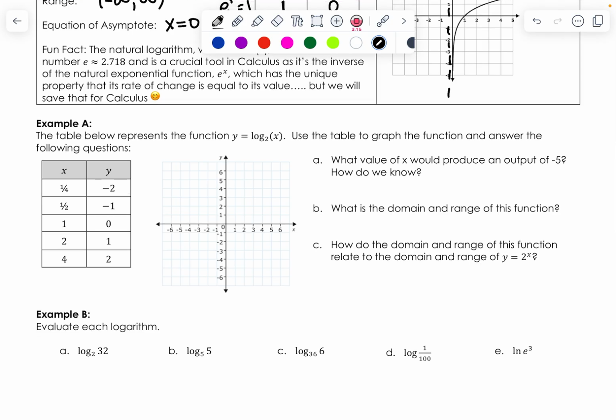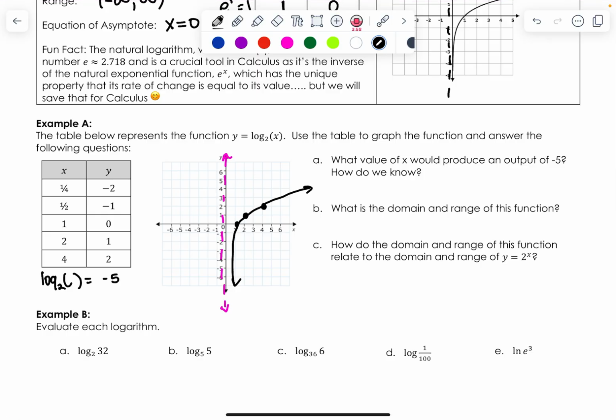All right, in example A, the table below represents the function y equals log base 2 of x. So let's go ahead and plot this: 4, 2, 2, 1, 1, 0. So here's that logarithm. There is a vertical asymptote. So in letter A, it says, what value of x would produce an output of -5? So you're thinking log base 2 of what?